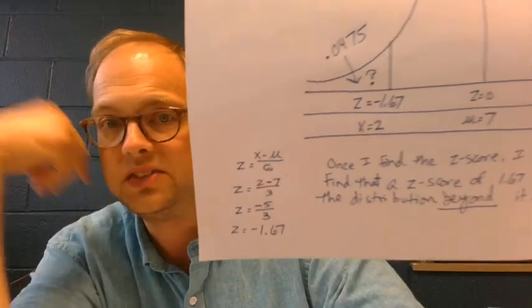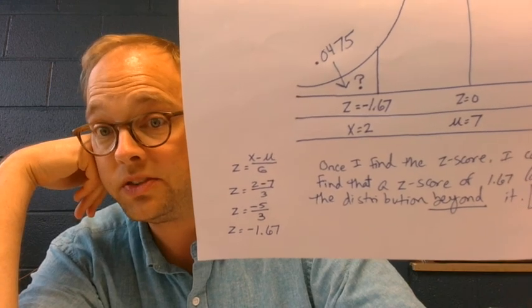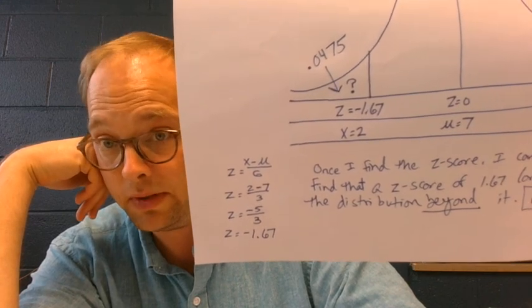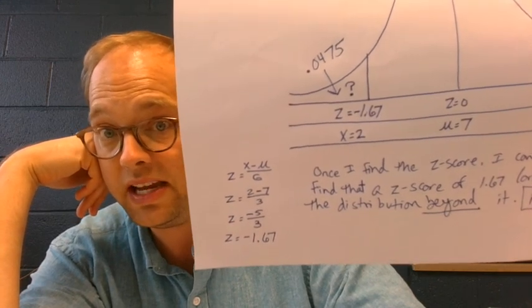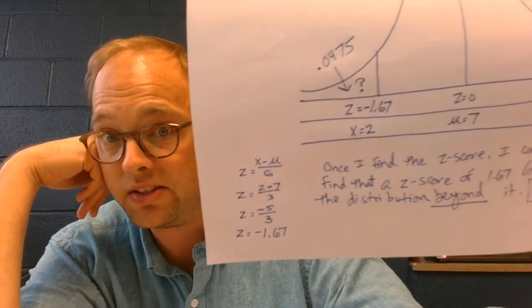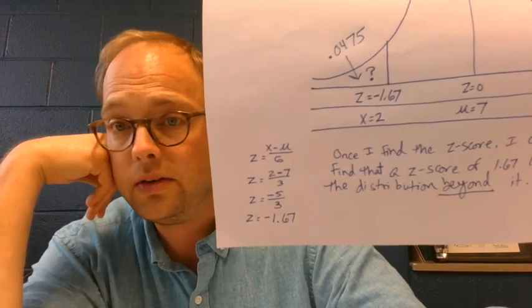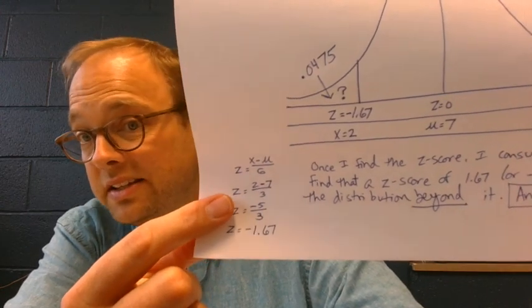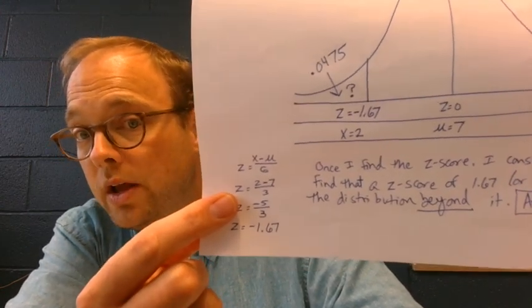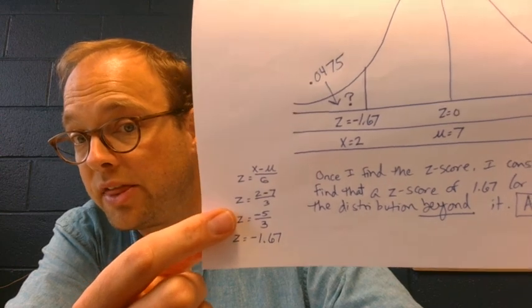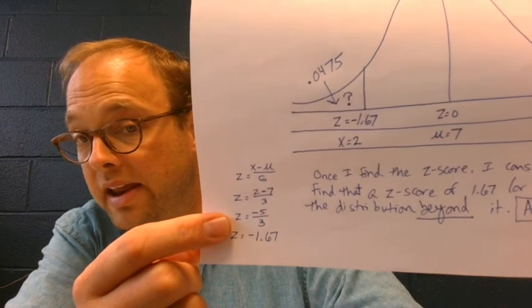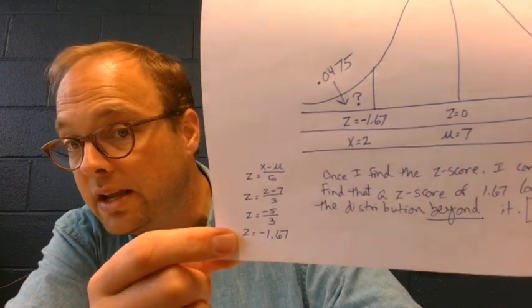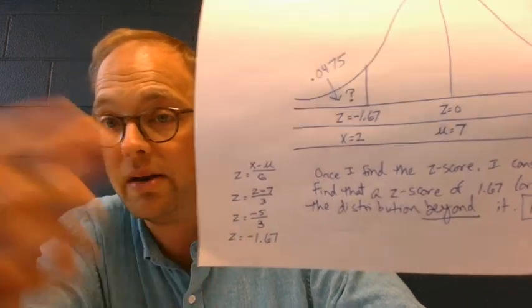The z formula: z equals x minus mu, the mean, divided by lowercase sigma, the standard deviation. All I got to do is substitute. Z equals what's x? In this problem, it's 2. 2 minus 7 divided by 3. Z equals negative 5 divided by 3. Z equals negative 1.67. Boom!